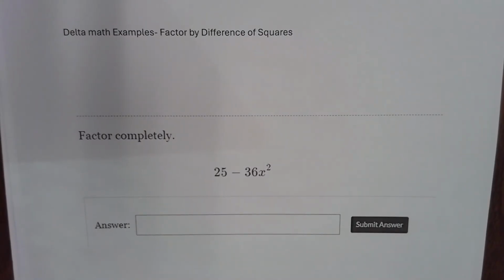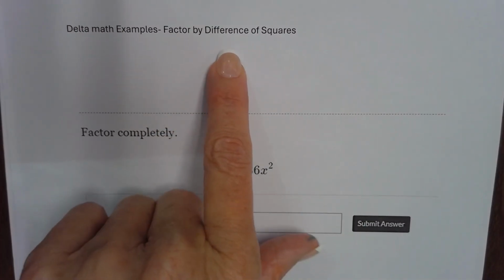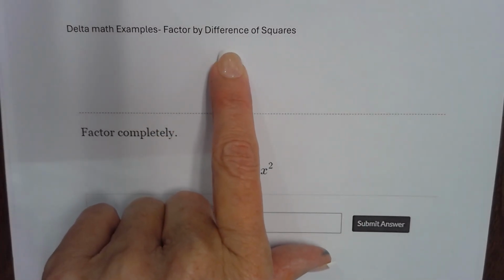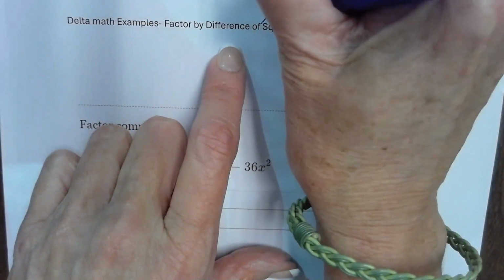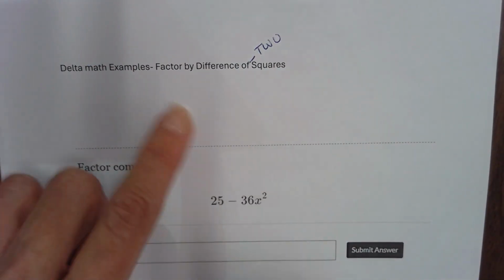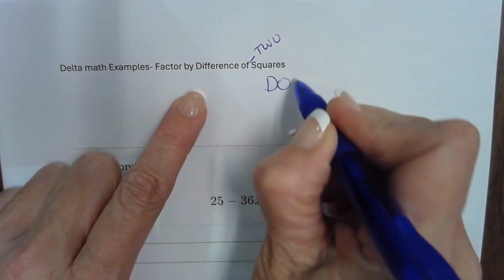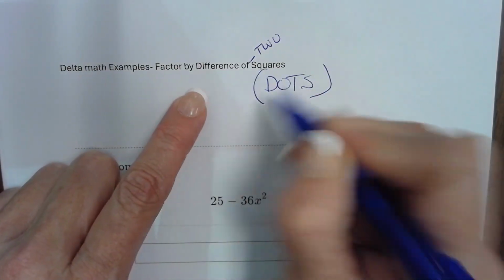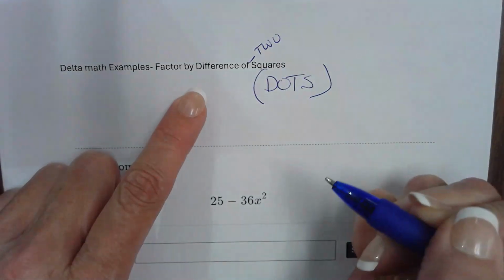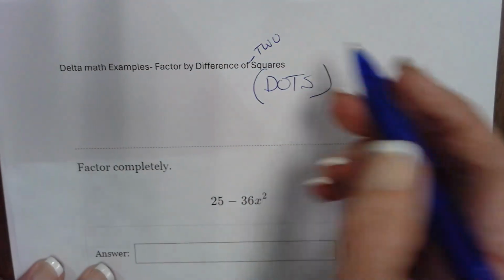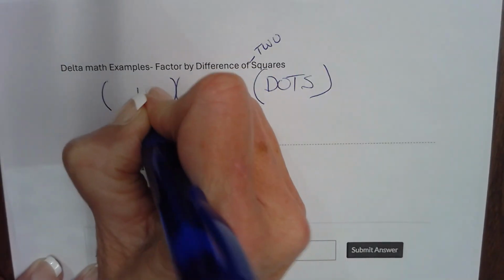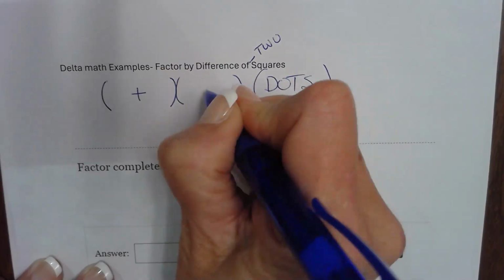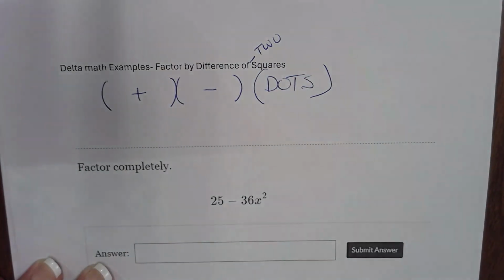Okay. So yesterday we learned difference of two squares as a factoring method. Basically, I left the 2 out. But difference of two squares, if you shorten it, is called dots. Difference of two squares. The setup for this is 2 parentheses. One parenthesis has a plus in it, the other one has a minus. Okay?